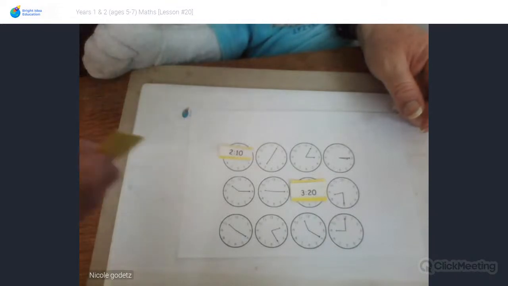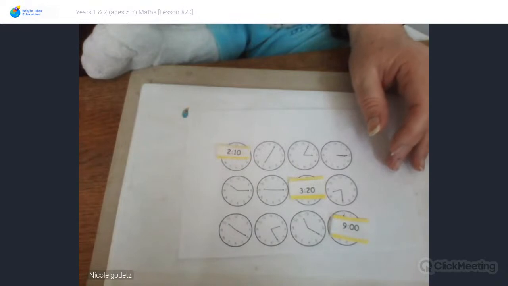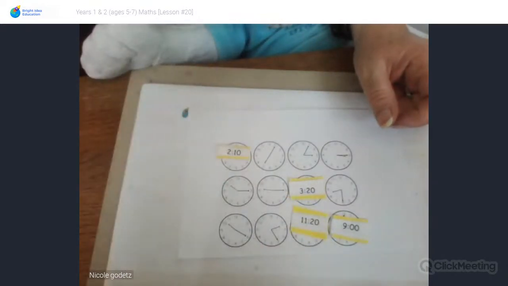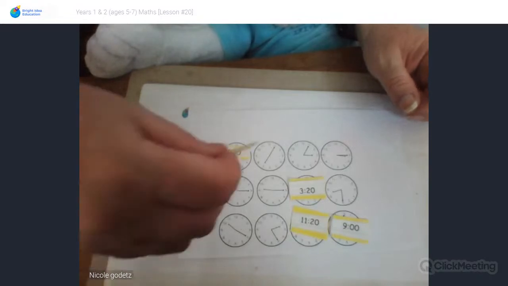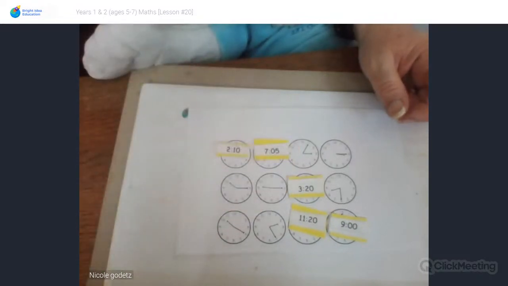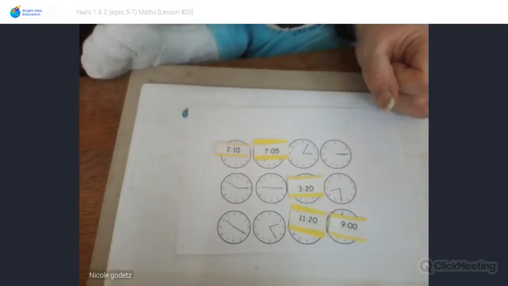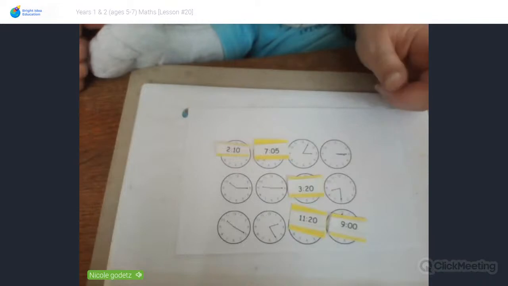Now we have got 9 o'clock. Now we have got 11:20. Next is 7:05. We're going to get a bingo soon. Oh, bingo at 11:20.